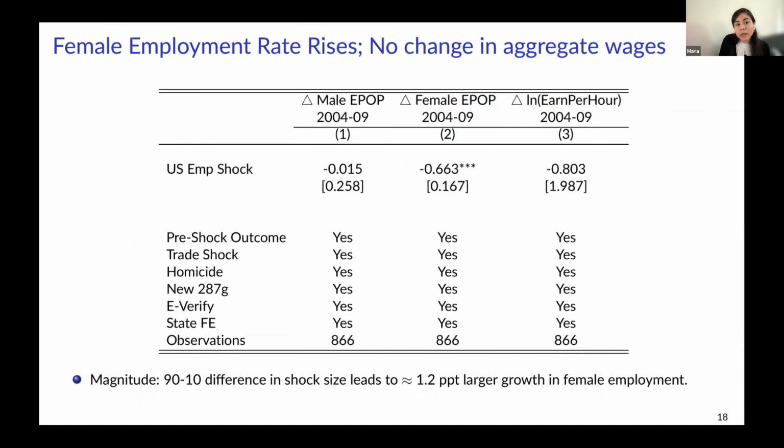So we also look at other outcomes, so local labor market outcomes. And here what you can see is the employment to population ratio separately for males and females, and also earnings per hour or wages. And you see here that in all cases, the coefficients are negative, but the only one that is significant is this one on female employment.